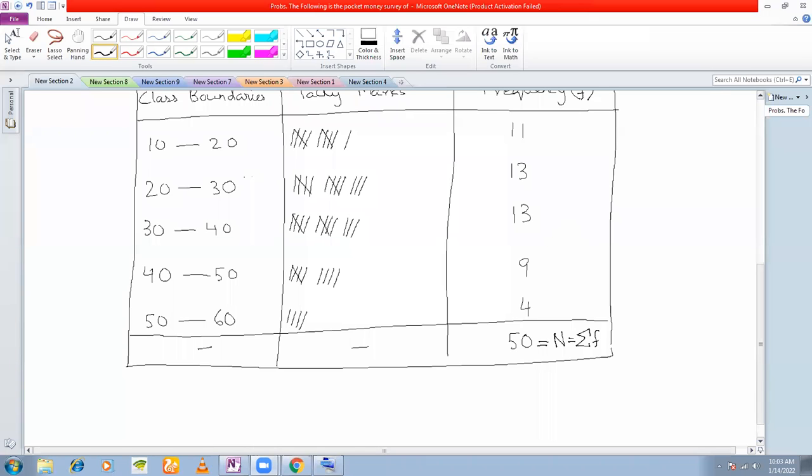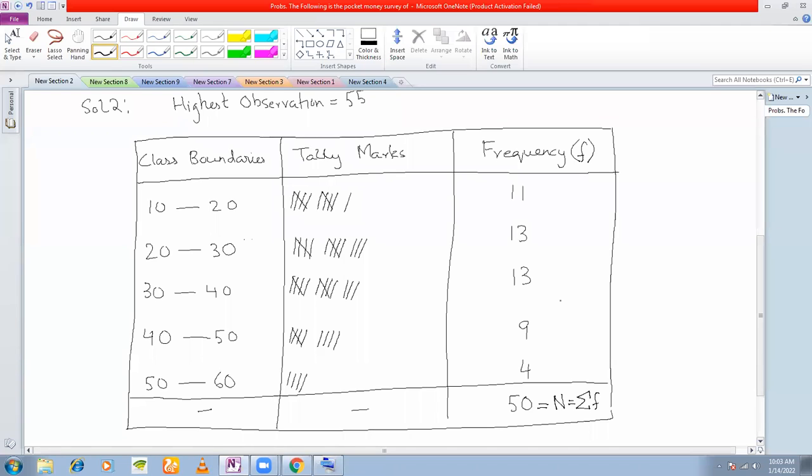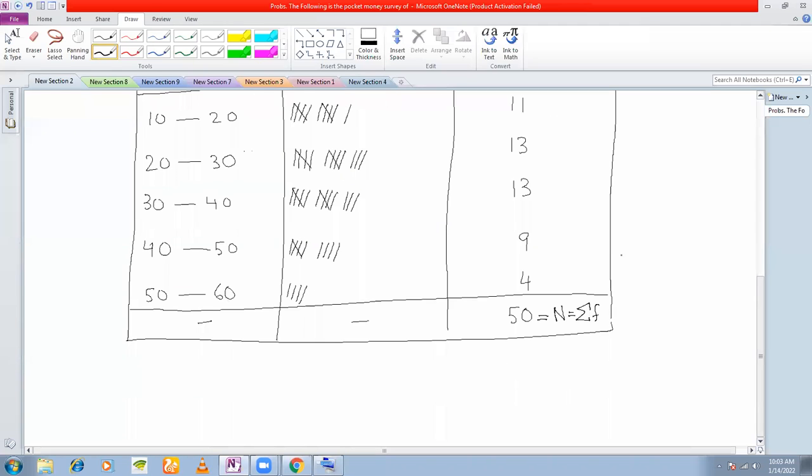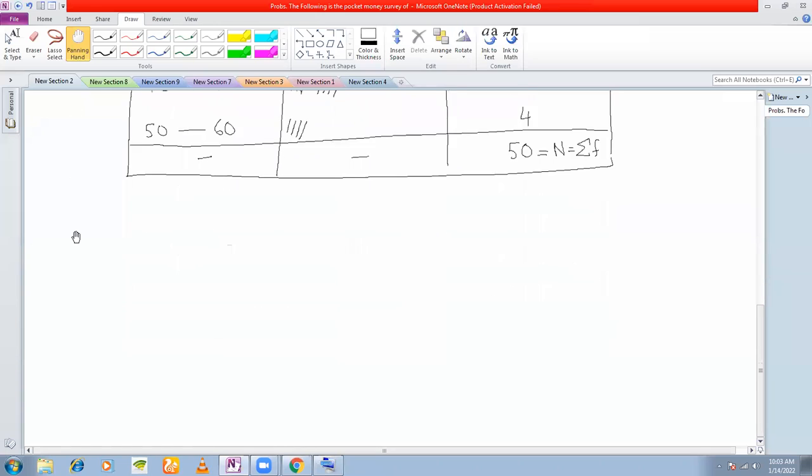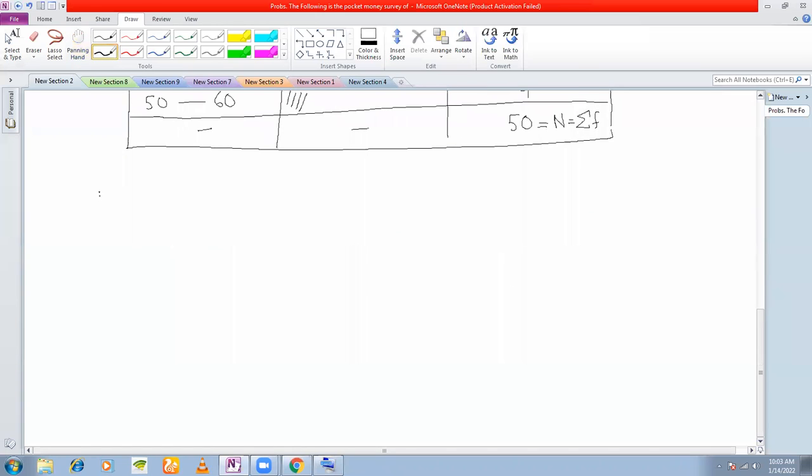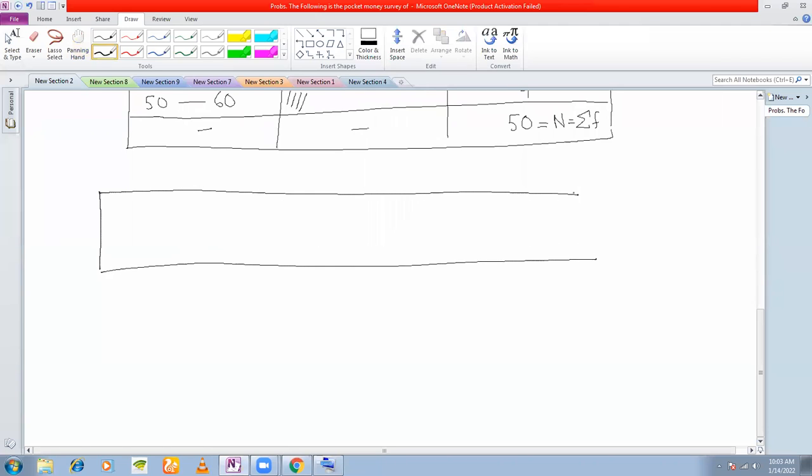So we have made the tally marks. If I denote frequency by F, then the total of this column is summation F. Okay, fine. So now we are going to construct the frequency distribution table. In the first category, you have pocket money. These are in the form of class boundaries.